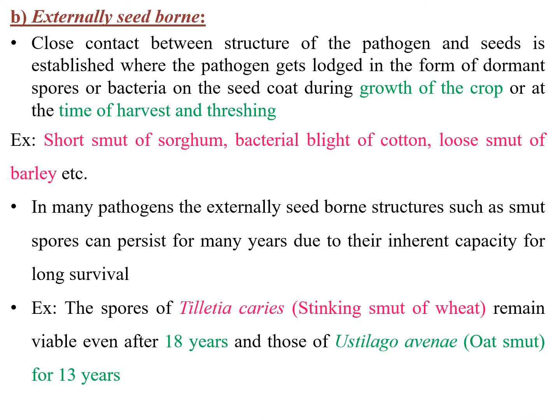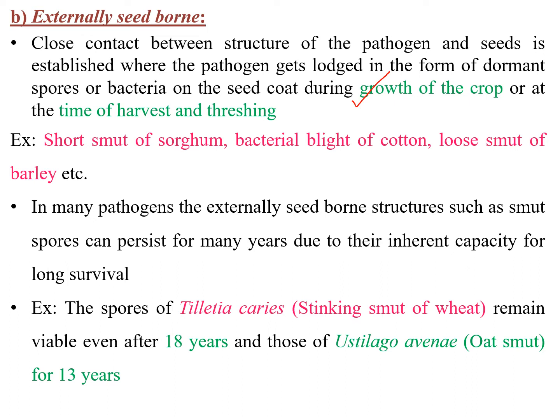Coming to externally seed borne, we saw contamination of the seed. Now externally seed borne means there will be close contact between the structure of the pathogen and the seed, where the pathogen gets lodged in the form of dormant spores or bacteria on the seed coat, either during the growth stage of the crop, or at the time of harvest and threshing. Here also there will be no pathogenic relationship between the seed and pathogen, but the pathogen will be lodged onto the seed coat. That is externally seed borne.